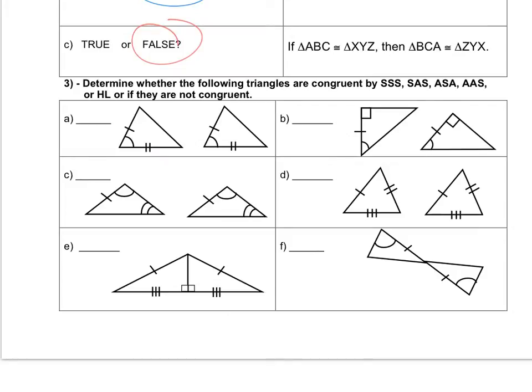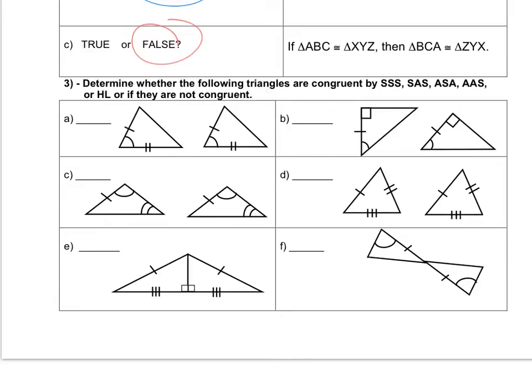On number 3, it says determine whether the following triangles are congruent by, you have your options SSS, SAS, which is side angle side, ASA, angle side angle, AAS, which is angle angle side, or HL. HL means hypotenuse leg. Or it's not congruent. Remember, you do not have AAA, and you do not have anything that makes a bad word. So ASS, or if you go backwards, SSA. That's not going to work.